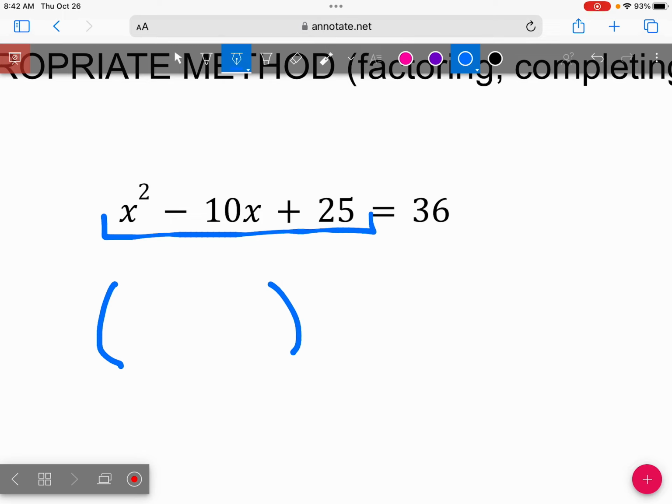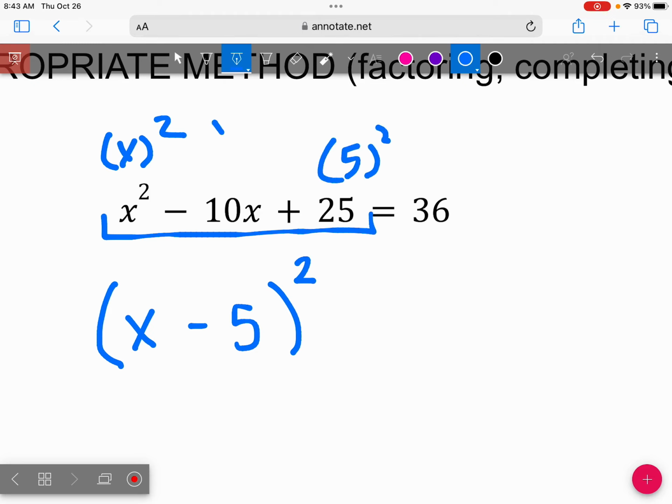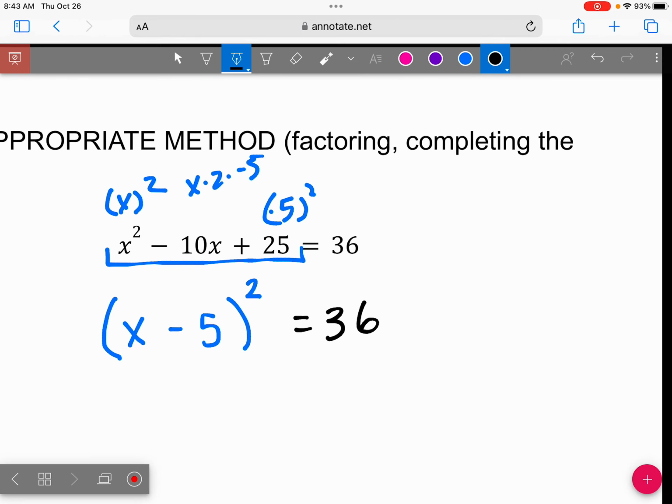This one is x minus 5 squared. This is x squared. This is 5 squared. And this is x times 2 times negative 5. So this is a perfect square trinomial already. So we could solve this with square roots. Square rooting both sides.